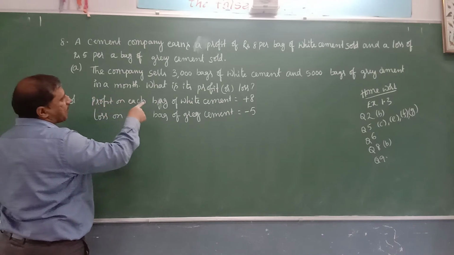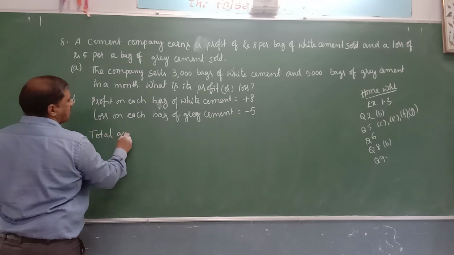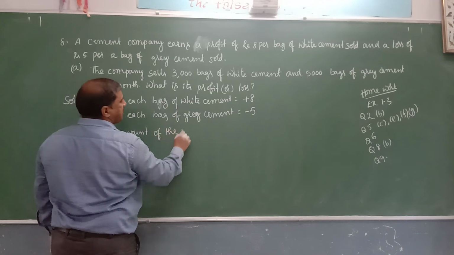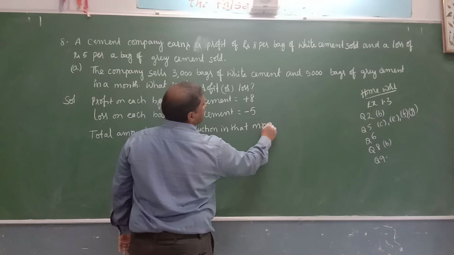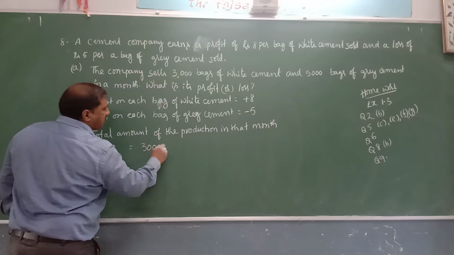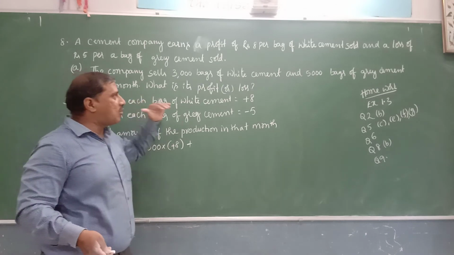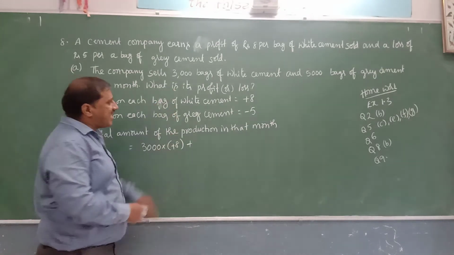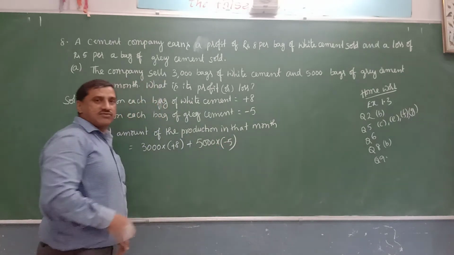So the total amount of the production in that month is equal to the number of white bags sold, 3,000, into the profit on each bag, plus 8, plus the total amount on grey cement. 5,000 bags of grey cement were sold with a loss of 5 rupees each, therefore it is minus 5. Now find the total amount.